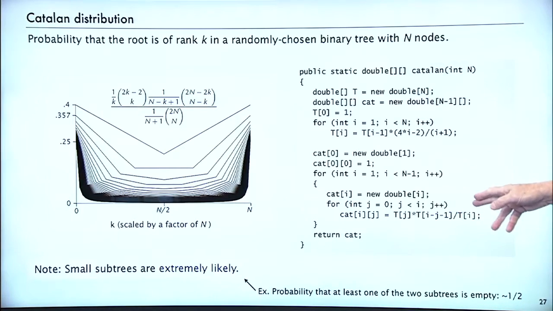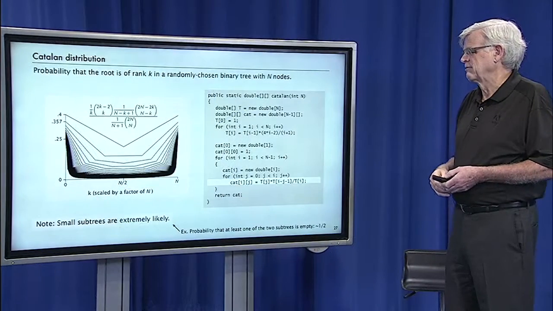As I mentioned, the probability that at least one of the two subtrees is empty is about a half. So that's why it's going to be unbalanced. It's like flipping a coin and putting it empty or putting a random one. It's going to lead to a much, much different shape than we get for the other case.